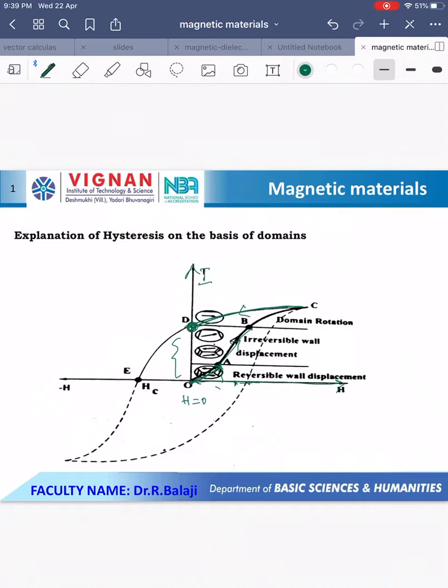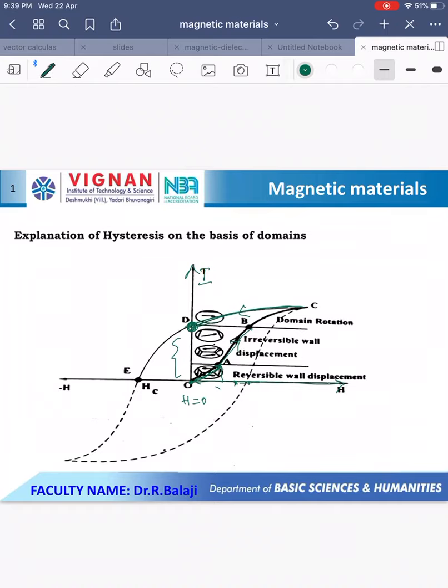OD is called retentivity. So at point D, the material has magnetization even after the external field is removed. This is called residual magnetization or retentivity.